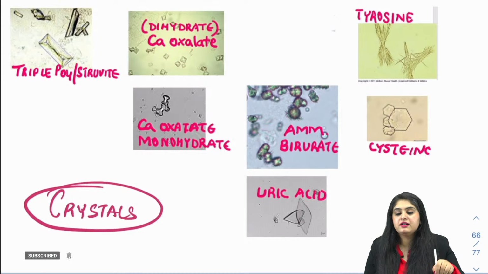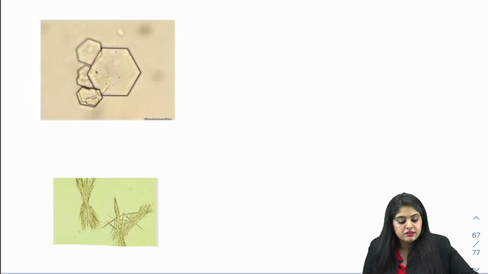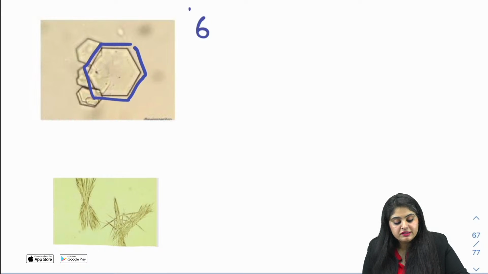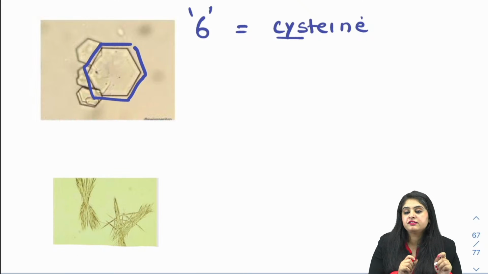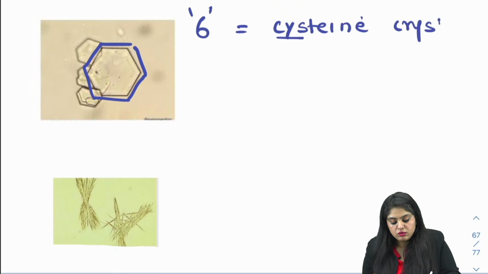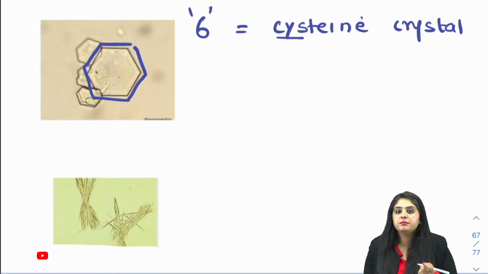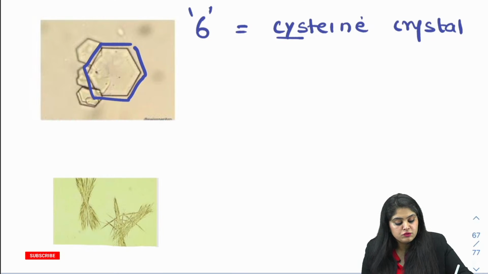So how do I identify? Let's zoom into each one of them. The first one that I have, ma'am, is a crystal which I can see 1, 2, 3, 4, 5, 6 sides. The 6-sided crystal is going to be the cysteine crystal. So remember, cis and 6. Cysteine crystal is going to look like a 6 wala side. Simple.